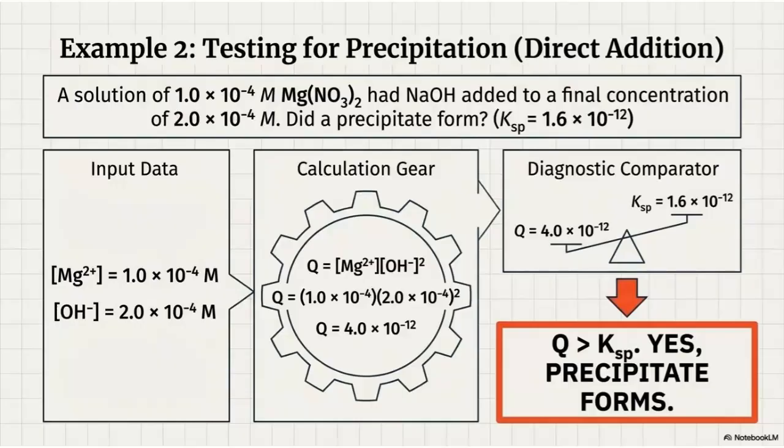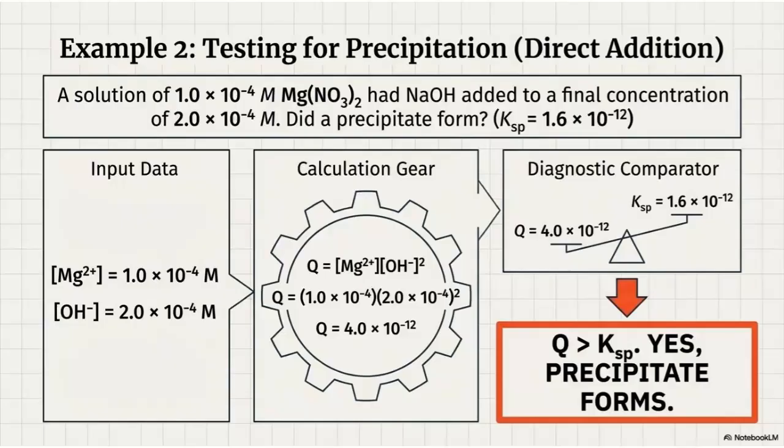I have a solution of 1.0 times 10 to the minus 4 molar magnesium nitrate, and I add NaOH to a final concentration of 2.0 times 10 to the minus 4. Will a precipitate form or not? So instead of calculating a KSP, I'm going to calculate a Q. The Q is just the same as the KSP. So we're looking in the middle of the page. The Q is the concentration of magnesium times the concentration of the OH squared.